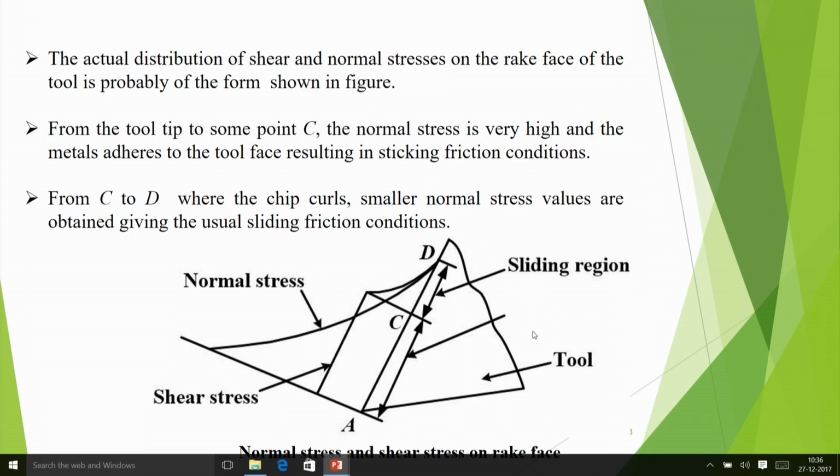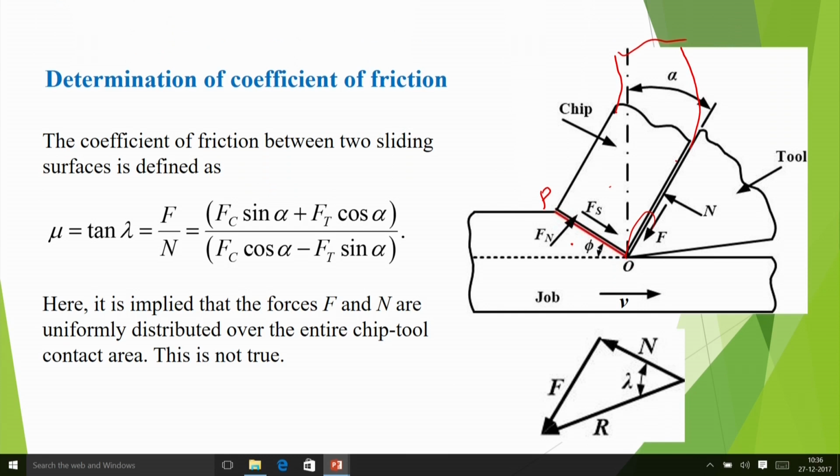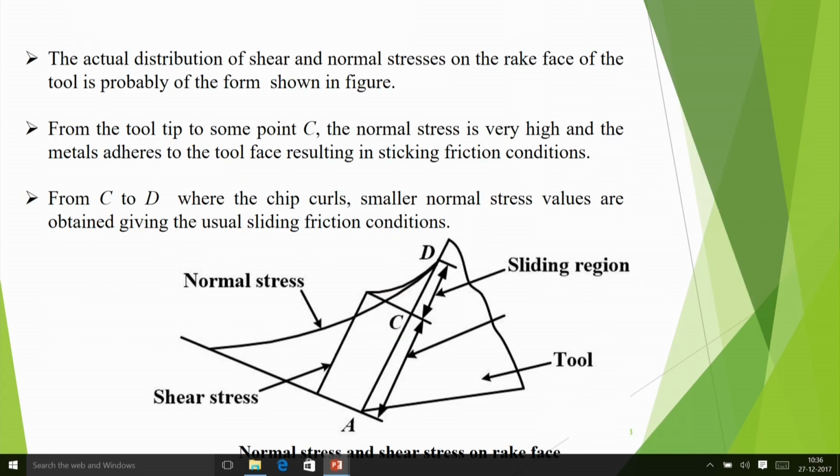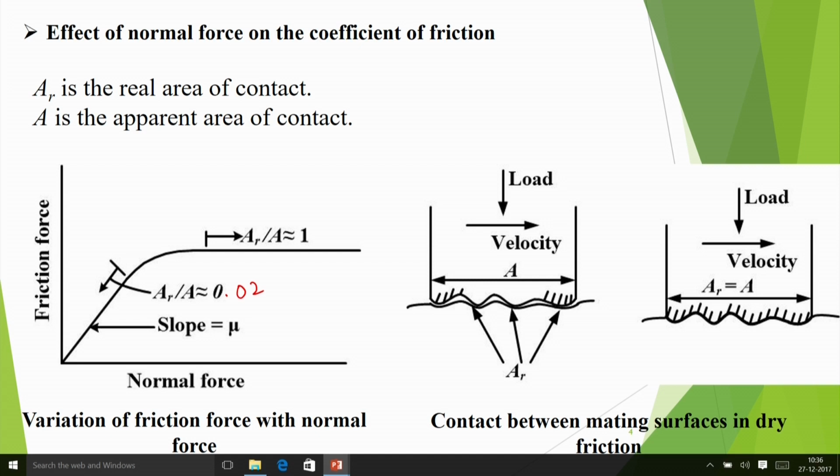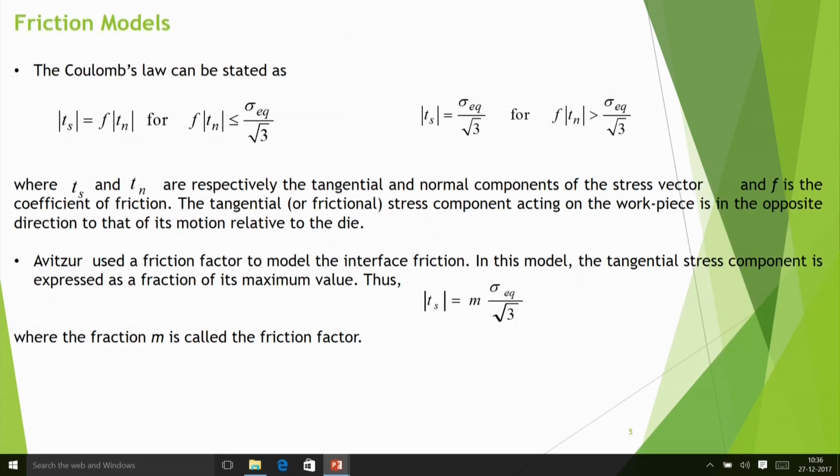analysis. Right now we are not going to model the stresses in this manner. Okay. Later on, based on some research papers, you can actually do very detailed analysis and study further here. So, Coulomb's model can be stated as tau s is equal to f times tau n, where f is the coefficient of friction, but provided f times tau n, that means the total shear stress, is somewhat smaller than sigma eq by root 3.